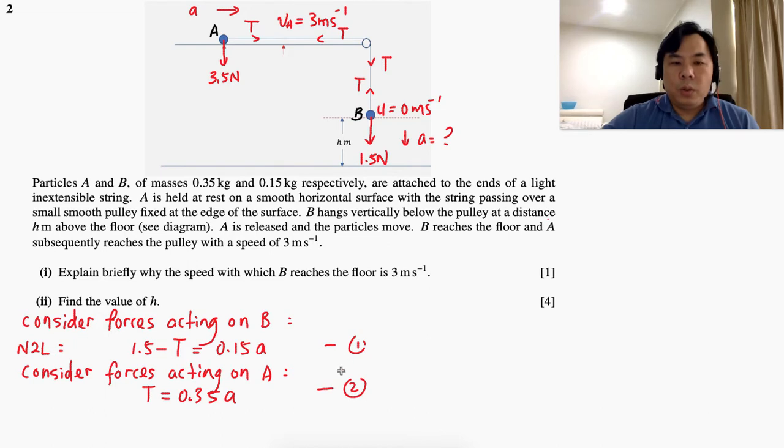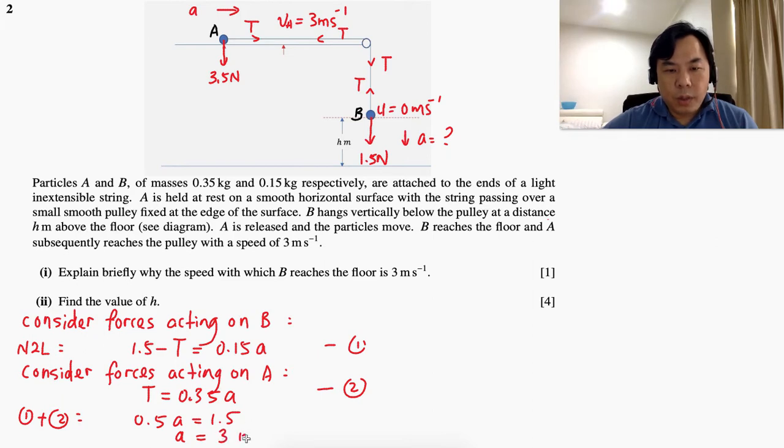By solving 1 and 2, we can take 1 plus 2 here. Therefore we will get 0.5 a equal to 1.5. Therefore, the acceleration will be 3 meters per second squared. Now we have successfully identified the acceleration experienced by both particles A and B. For particle B it is downward, and for particle A it is towards the right-hand side. I hope that is clear.